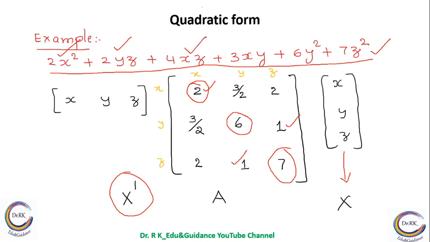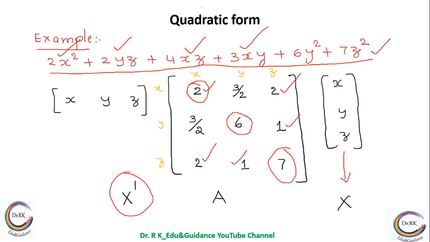Next, 4xz: we have to distribute this into 2xz and 2zx. So this is xz, 2 here, and this is zx, 2 here. Next, 3xy: we have to make it half, that is 3 by 2 and 3 by 2.